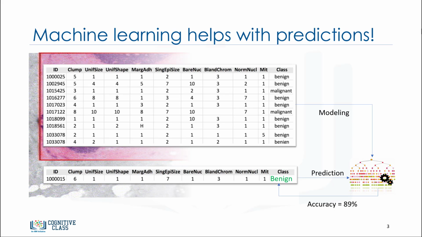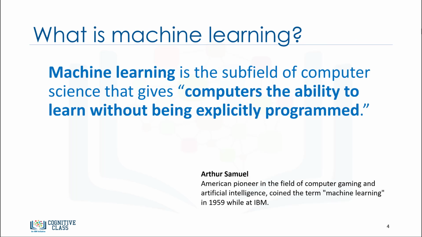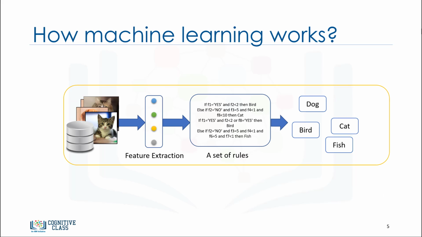Now, let me give a formal definition of machine learning. Machine learning is the subfield of computer science that gives computers the ability to learn without being explicitly programmed. Let me explain what I mean when I say without being explicitly programmed. Assume that you have a data set of images of animals such as cats and dogs, and you want to have software or an application that can recognize and differentiate them.